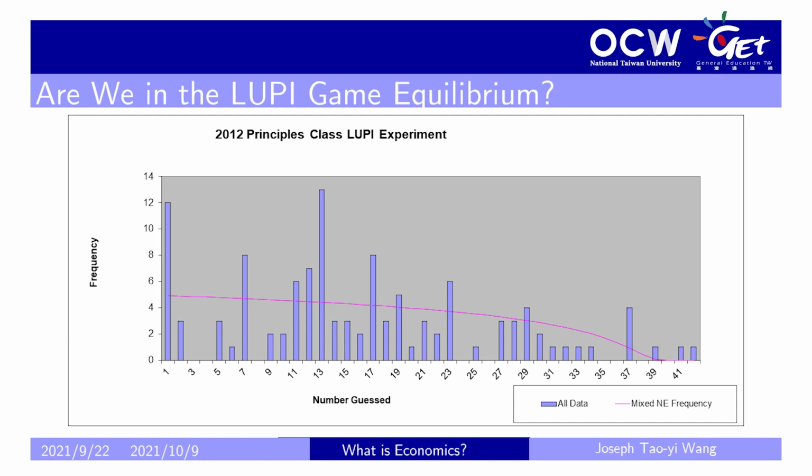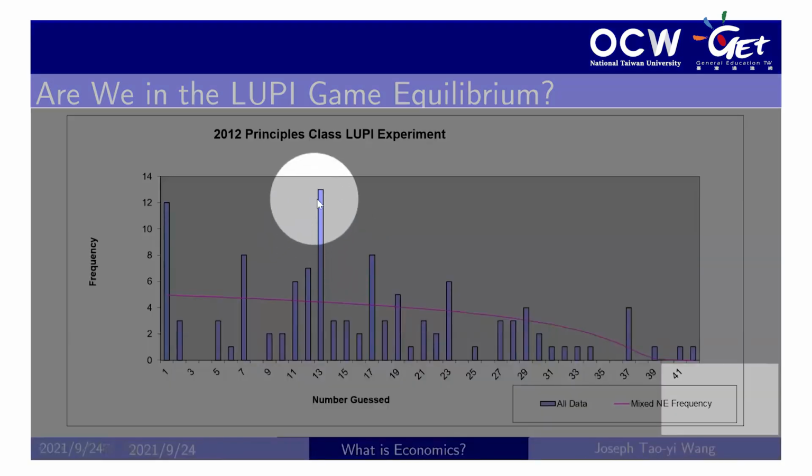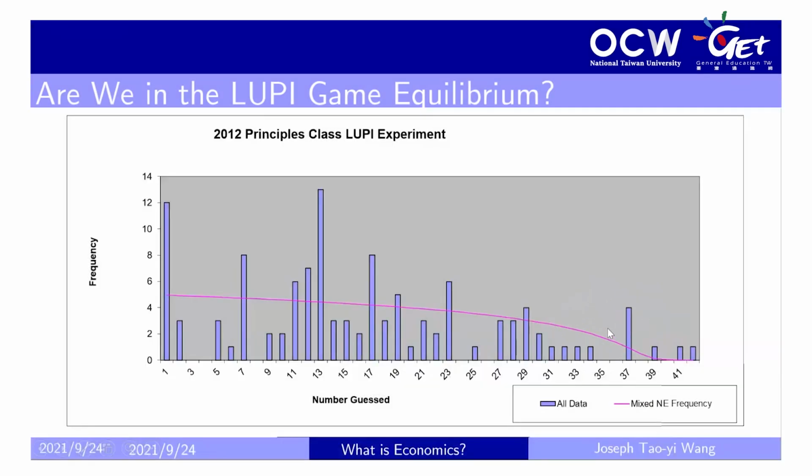But you see some very interesting patterns, like 13 was picked a lot, 17 was picked a lot, 23. Here, I don't know why. 37 was picked by 5 people. Yeah, so you see interesting things like that.